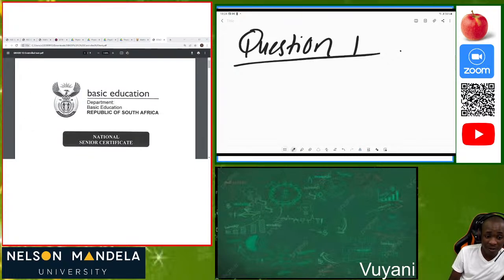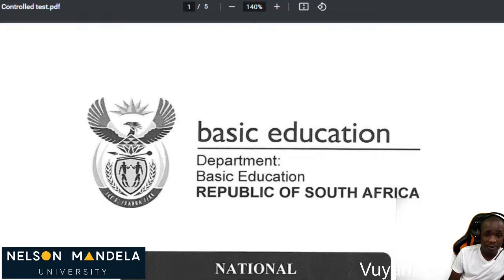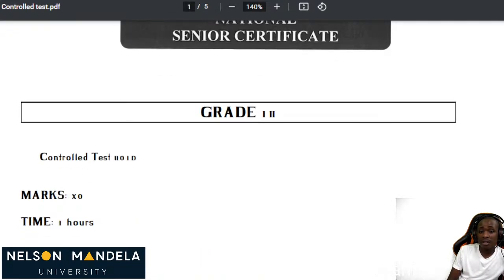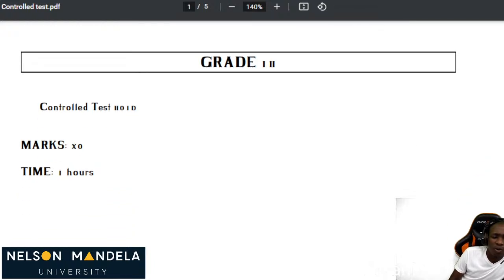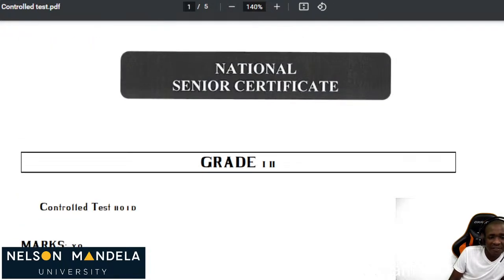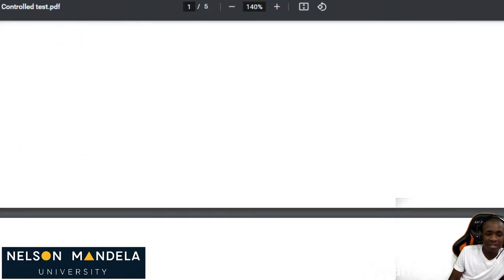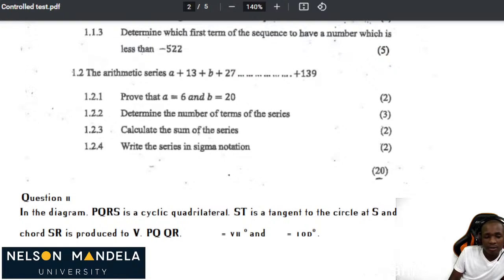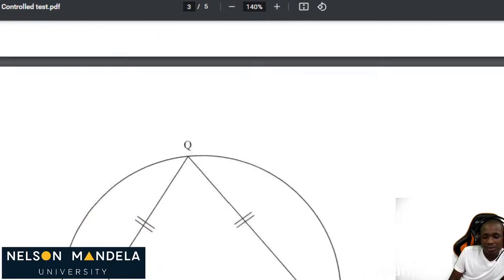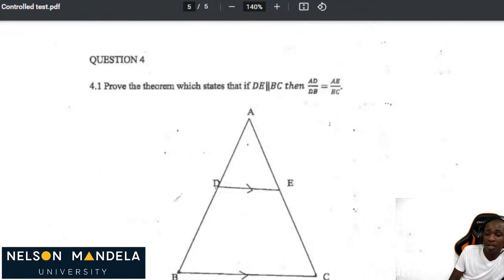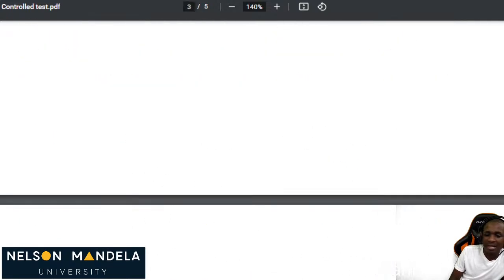I'm going to try to be as fast as I can so that you can have much time to rest. As you can see, this is the Basic Education National Senior Certificate Grade 12 control test for term 1. It's written sort of like Afrikaans, but forgive me for that, the questions are written in English. So we're going to do all these questions right now. I think 30 minutes will be enough because we now know the concept.